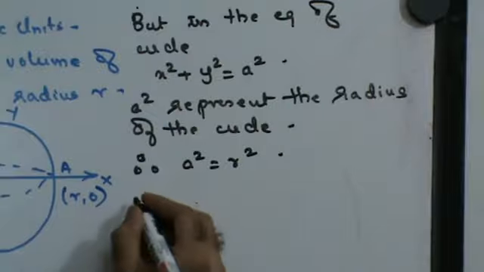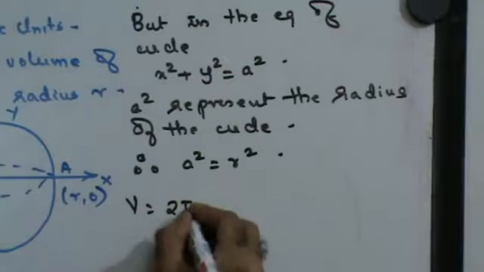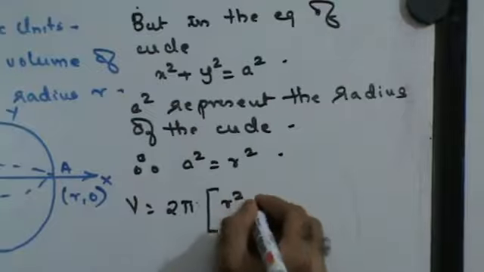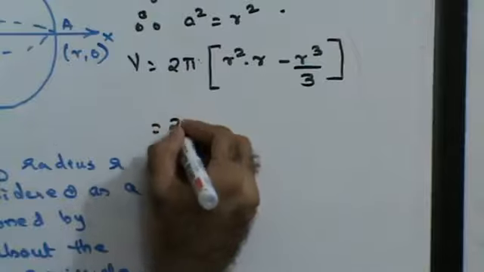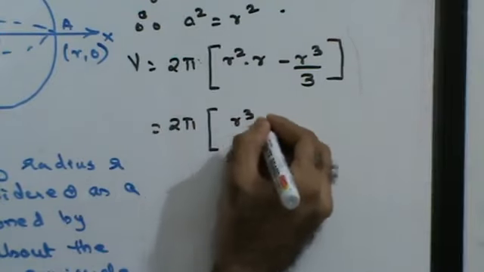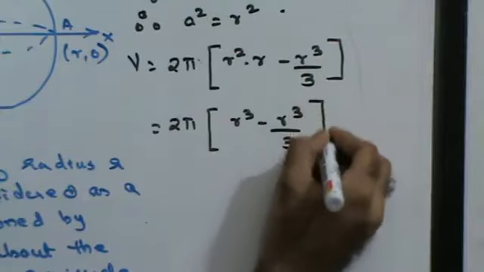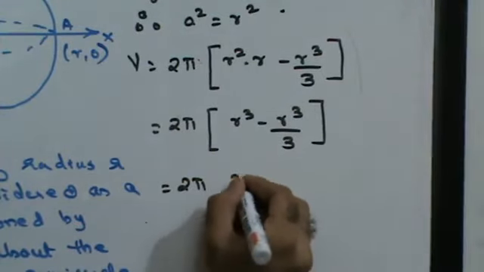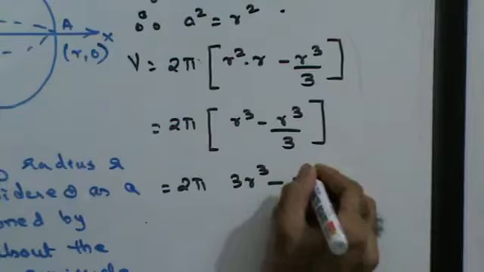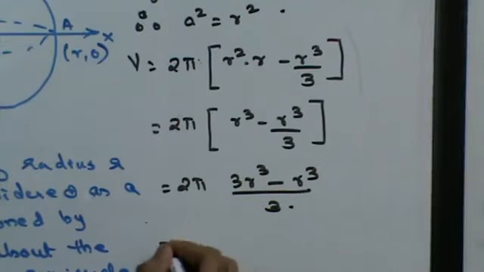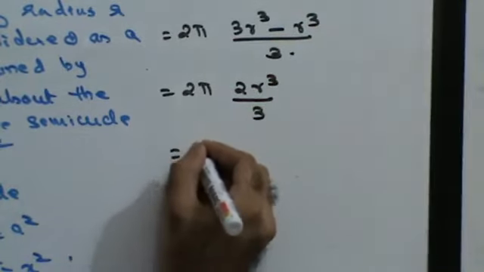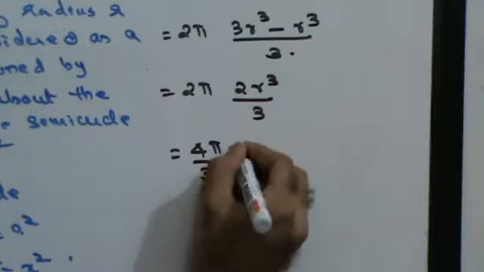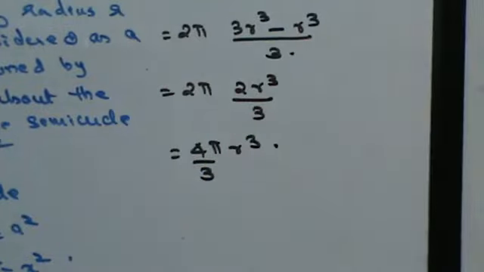In which case, therefore, I can say that volume is 2 pi. Instead of a square, I can write r square into r minus r cube by 3. So this is 2 pi, r cube minus r cube by 3. 2 pi, 3r cube minus r cube by 3. 2 pi, 2r cube by 3. 4 pi by 3 r cube. Therefore, the volume of the sphere is going to be 4 by 3 pi r cube.